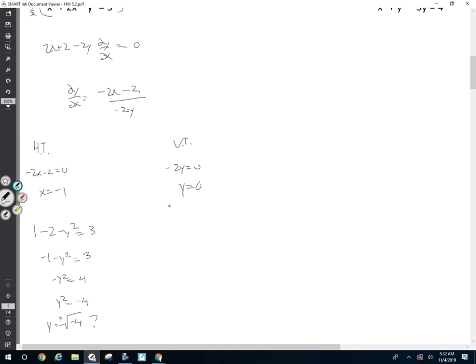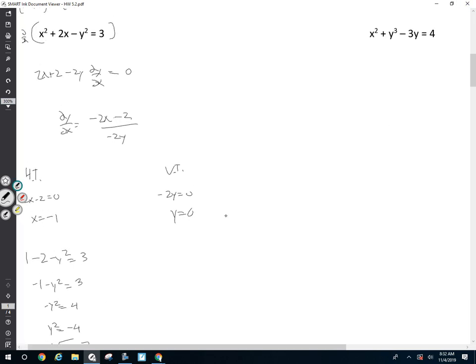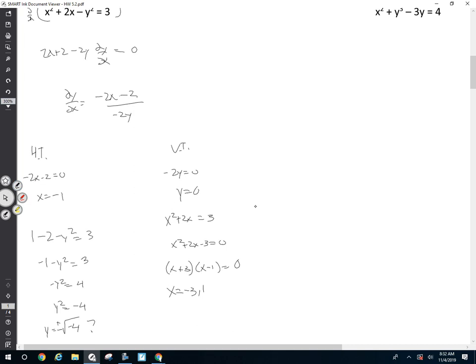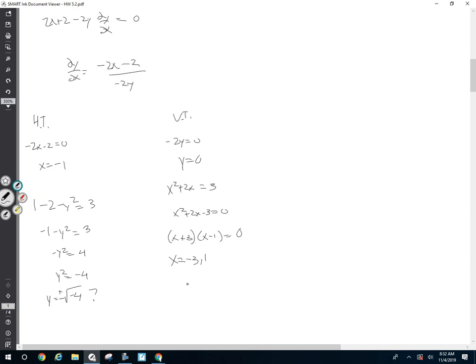Let's see a vertical tangent at y equals 0, x squared plus 2x equals 3, x squared plus 2x minus 3 equals 0, x plus 3, x minus 1. That works out. So negative 3, 0, and 1, 0.